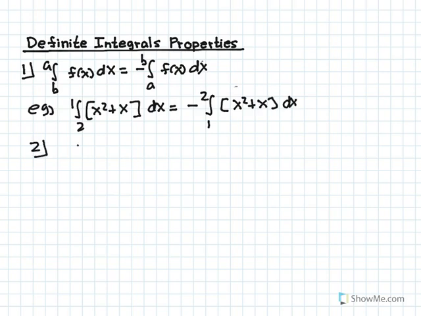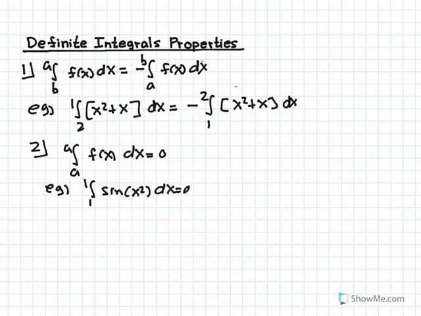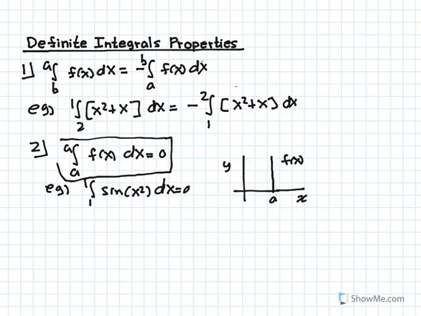Property number 2: the integral from a to a of f of x dx is equal to 0. As an example, the integral from 1 to 1 of sine of x squared dx is equal to 0. And the reason for this is because we just have a vertical line, and a vertical line is not going to have any area. So the integral is 0. So here is a, and here's f of x. And the dx is actually 0 because there's no width. So for this reason, the integral is going to be equal to 0.